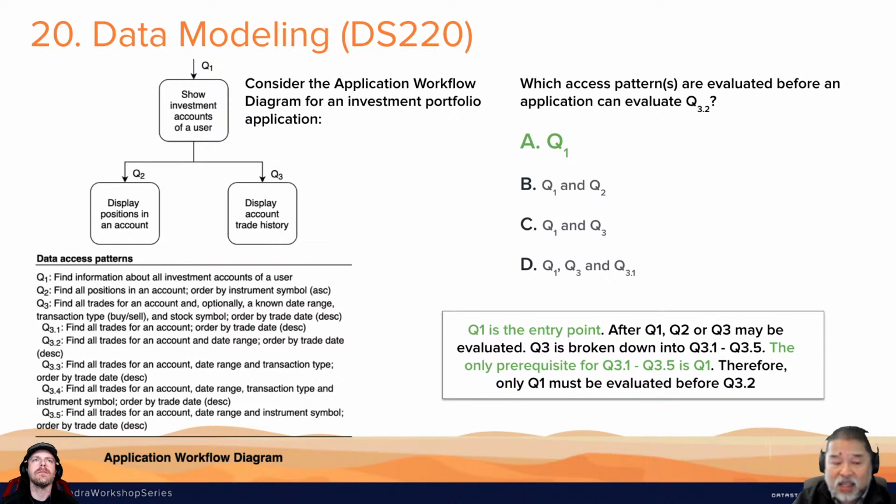But Q3 is actually not a thing, if you will. Q3 is made up of several things at the same level: Q3.1, Q3.2, 3.3, 3.4. So the only prerequisite for, and the question was for 3.2, the only prerequisite is Q1, making A the correct answer.